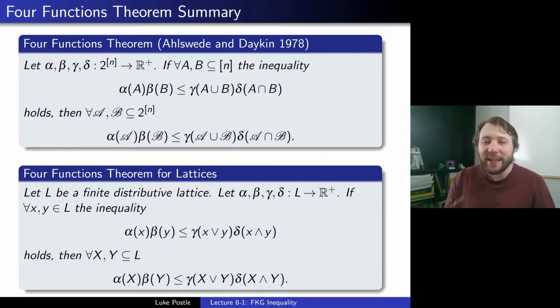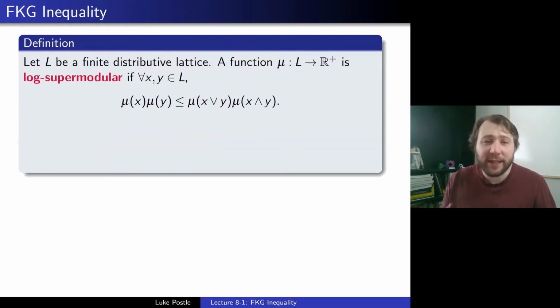We also extended it to lattices, where we let L be a finite distributive lattice, and then if we had four functions, and if for every two elements x and y of the lattice, the inequality seen there holds, then for every sets X and Y, the inequality holds. So these were the four function theorems, the normal and for the lattice. Now, today we'll use them to prove the FKG inequality and Kleitman's lemma. So let's get to the FKG inequality.